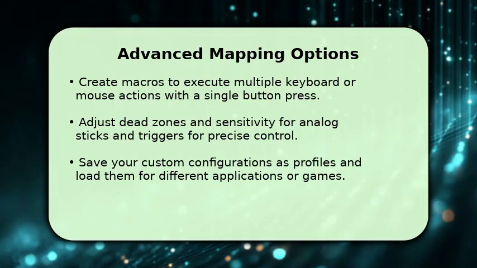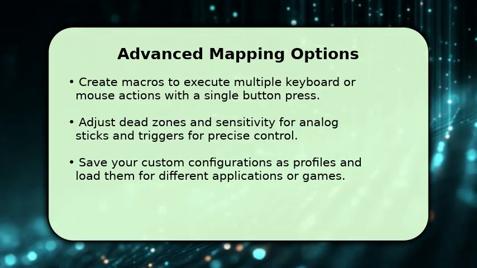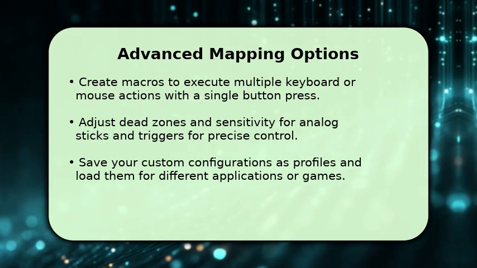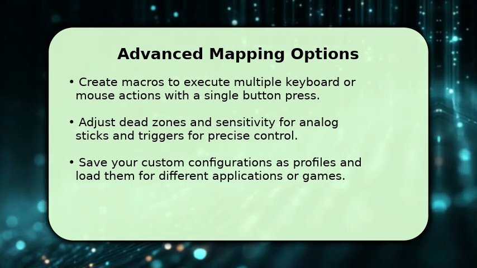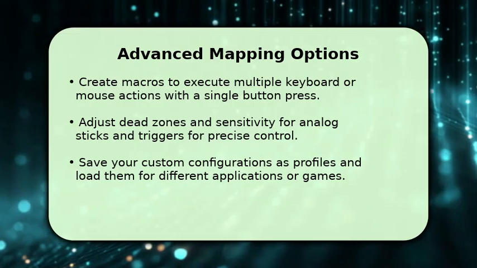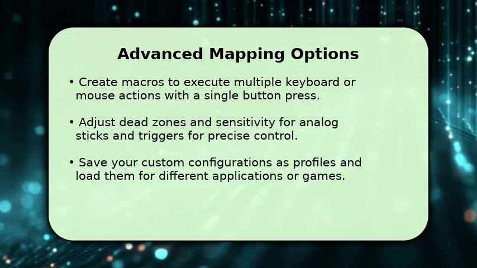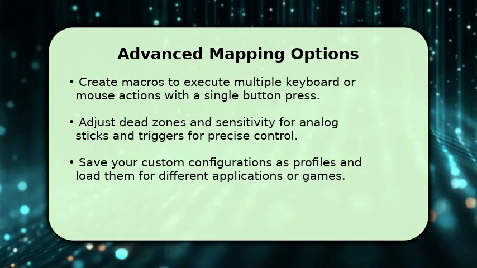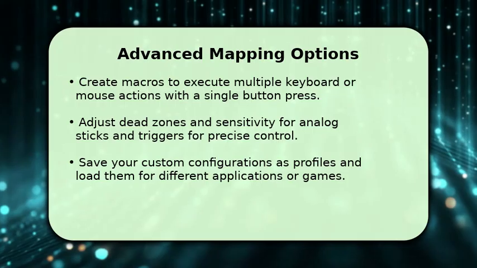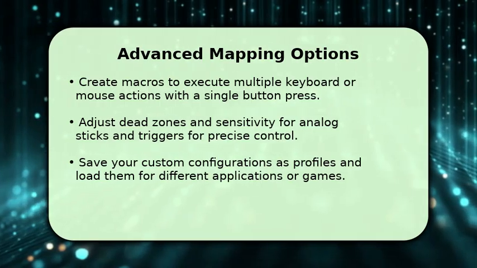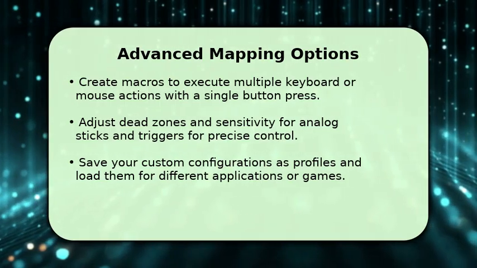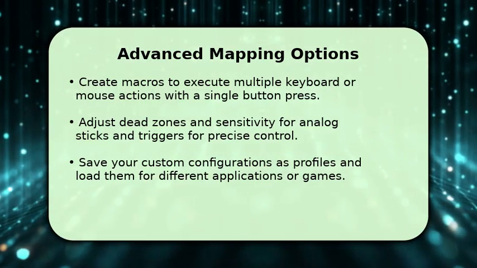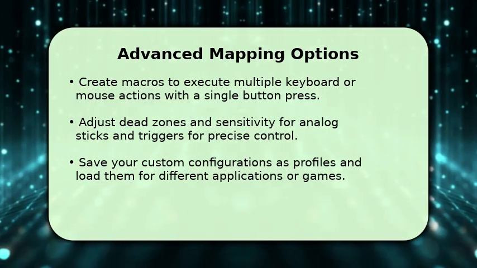Antimicro offers powerful advanced features. You can create macros, which are sequences of keyboard or mouse actions, to be triggered by one button. For example, a single press could execute Shift+L for a flashlight. Fine-tune your analog sticks and triggers by adjusting dead zones, perhaps setting them to 0 for instant activation, and modifying sensitivity for smoother movement. Remember to save your unique configurations as profiles, allowing you to easily switch between different setups for various games or applications.